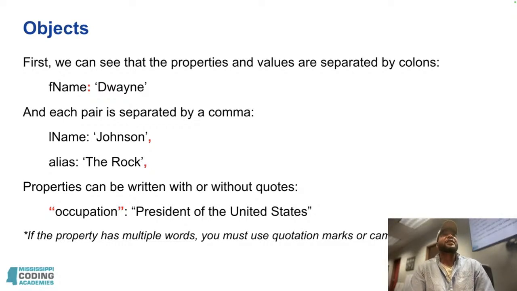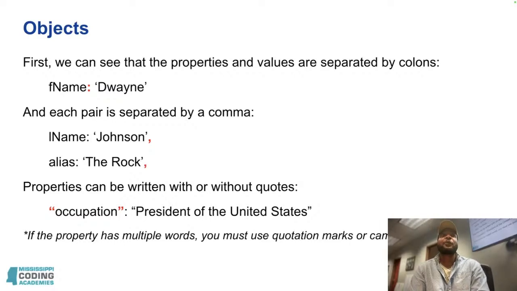First, we can see that the properties and values are separated by colons. F name Dwayne, and each pair is separated by a comma. You see L name Johnson, comma, alias The Rock.